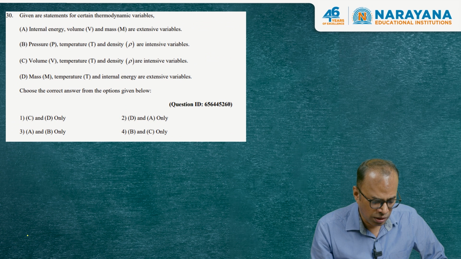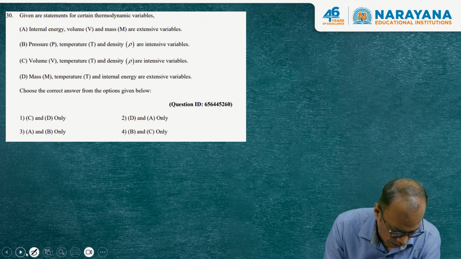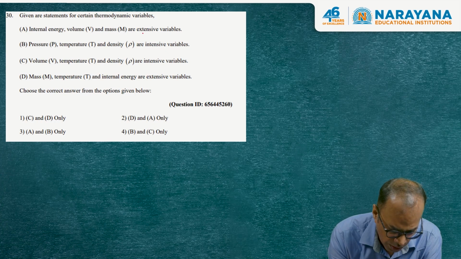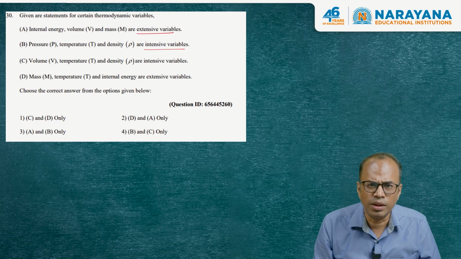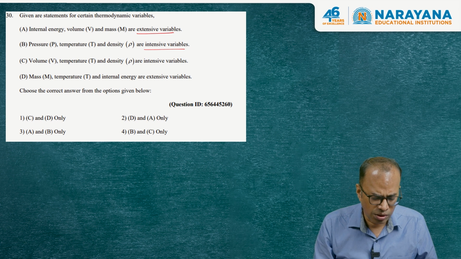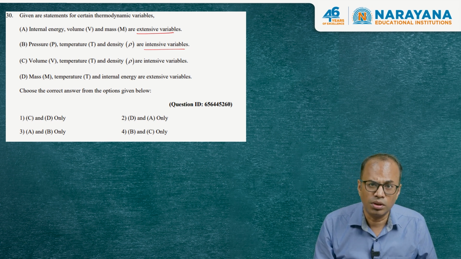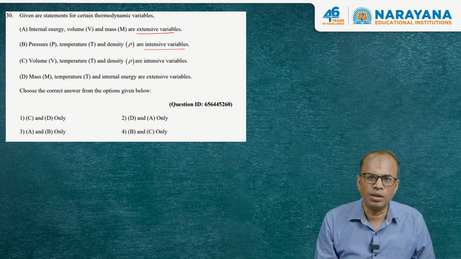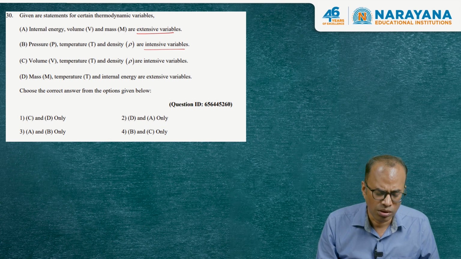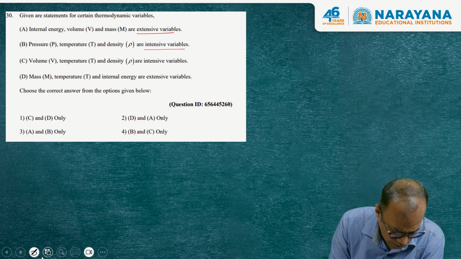So we have been given certain thermodynamic variables, and it is asking which of the variables is intensive or extensive. So first understand what is the meaning of intensive and extensive. When I say something is extensive, it will depend on the total amount. For example, let's say mass, let's say volume. Volume is an extensive variable. But if I talk about density, density is going to be an intensive variable. Now knowing the definition, you can easily check which one is intensive, which one is extensive.